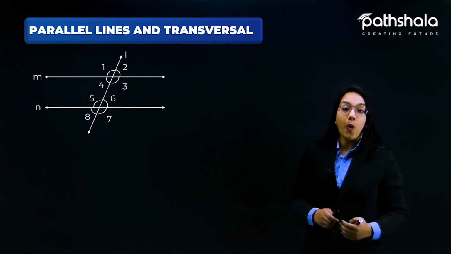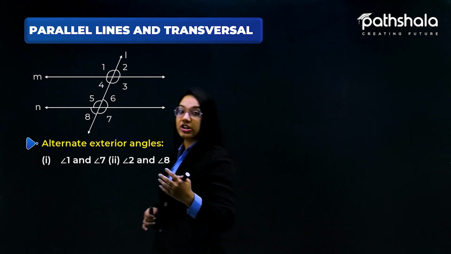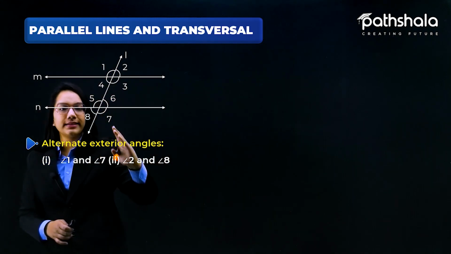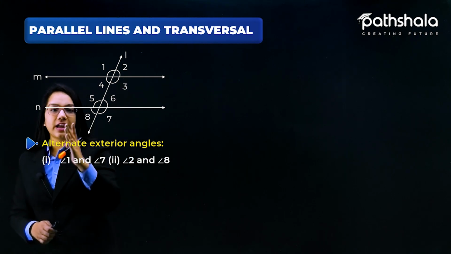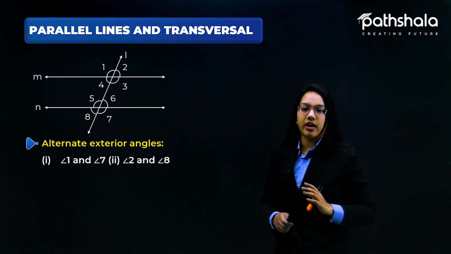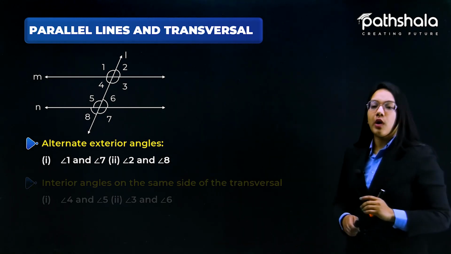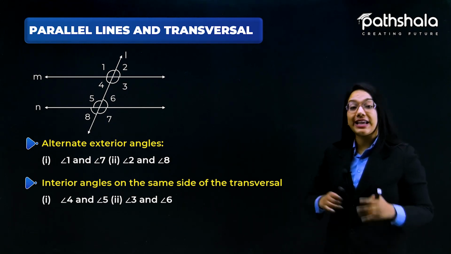Furthermore, we know about the alternate exterior angles. So what are alternate exterior angles? Angle 1 and angle 7 are called the alternate exterior angles. Angle 2 and angle 8 are also called the alternate exterior angles that we are already aware about.